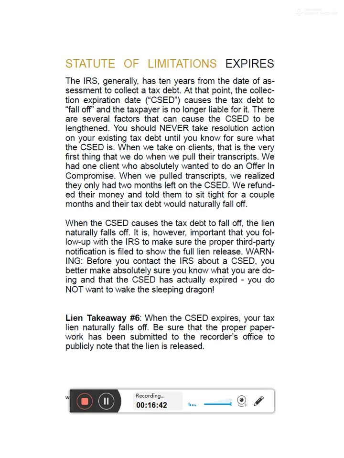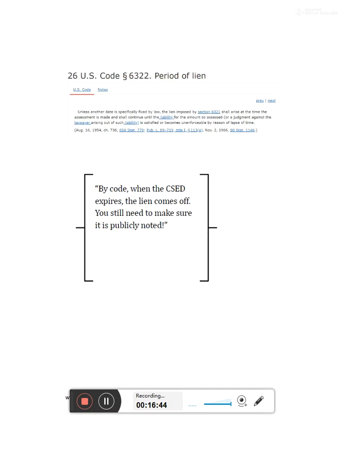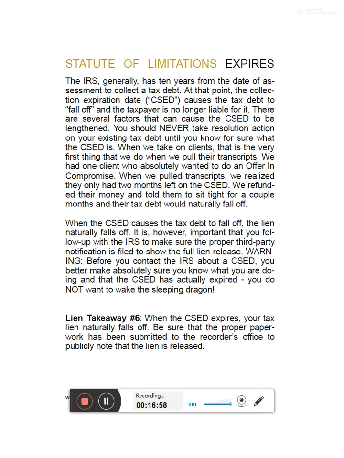So the statute of limitations, I'll show you here in the code, 6322, period of a lien. Okay, the lien lasts for as long as the statute of limitations is in existence. When the statute of limitations expires, that CSED date, the lien comes off. What does this mean practically? You've got to pull your transcripts. The transcripts are the IRS file. That is your complete record of account with the IRS, and that is so important.